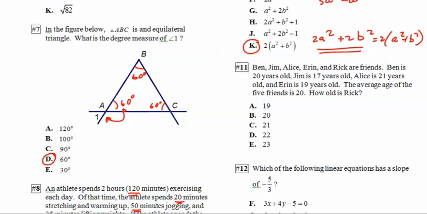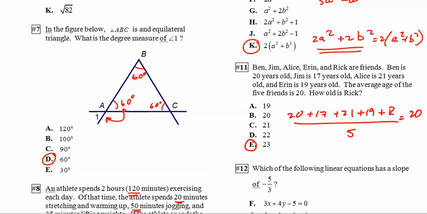Ben, Jim, Alice, Aaron, and Rick are friends. Ben is 20, Jim is 17, Alice is 21, Aaron is 19. The average age is 20. 20 plus 17 plus 21 plus 19 plus R for Rick, all divided by 5, equals 20. Now, solve that if you want. I'm going to look at this and say it's 23.